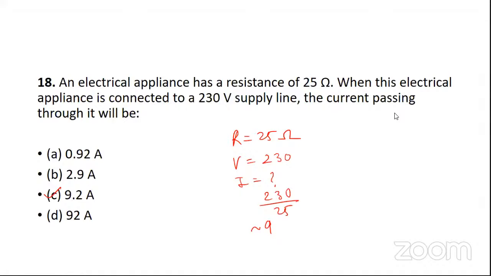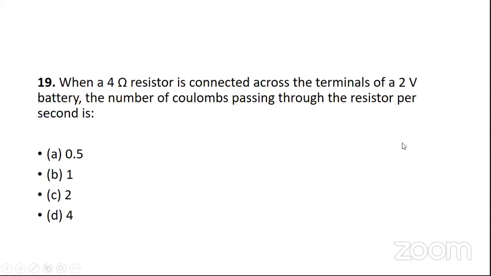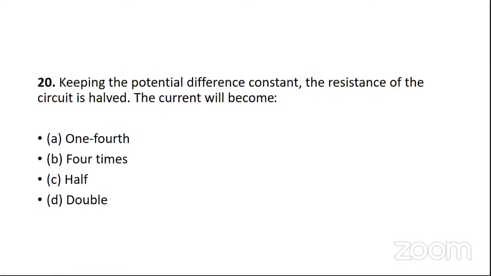Alright. When a 4 ohm resistor is connected across this, the number of coulombs passing through the resistor per second is. That's just current. I think we can stop these questions. These are just repetitive. Alright, tell me the answer of this question then.